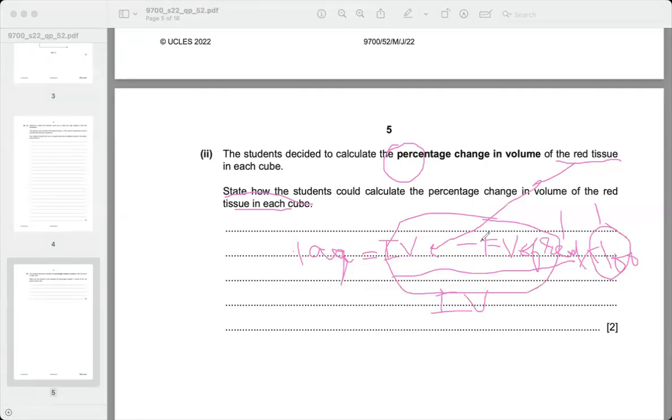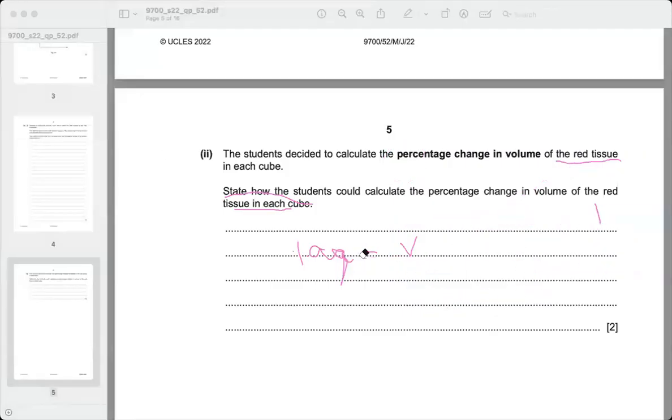So please make sure that although this looks very simple, any question which comes for percentage change in temperature, volume, any specific topic, you write the formula. Even if you have the values, 1 mark is always for writing the formula which has to be there. So with this, we are done with the second part. Now we move on to the next question of the first question itself.